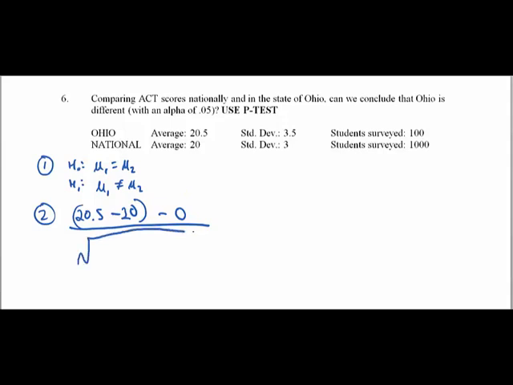So then we're going to take the big old square root here. We're going to take 3.5 squared, divided by 1,000, or excuse me, divided by 100. Sorry, that was the Ohio. And then we take our 3 squared and divide it by 1,000. If we do this correctly, we get an answer of 1.38. And I should then note that this is a z-score because these sample sizes were above 30.